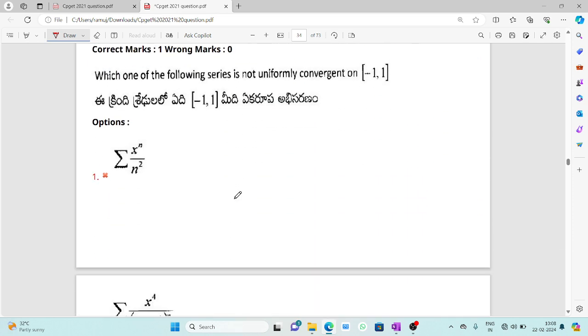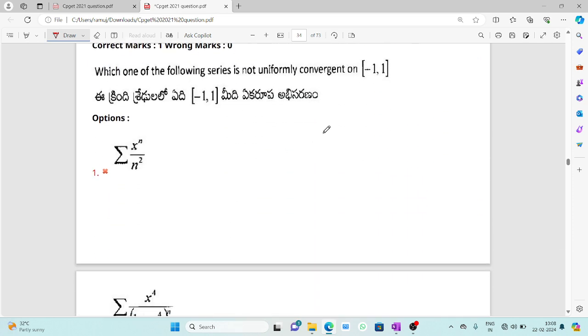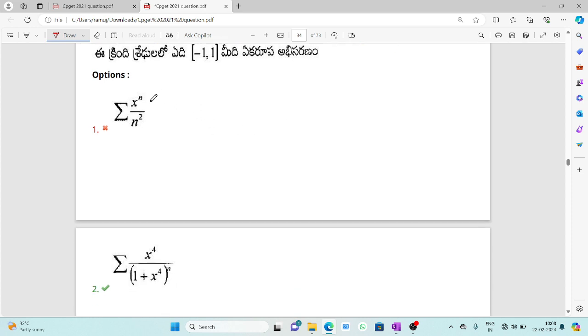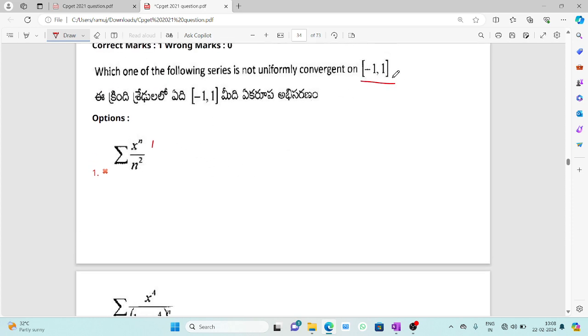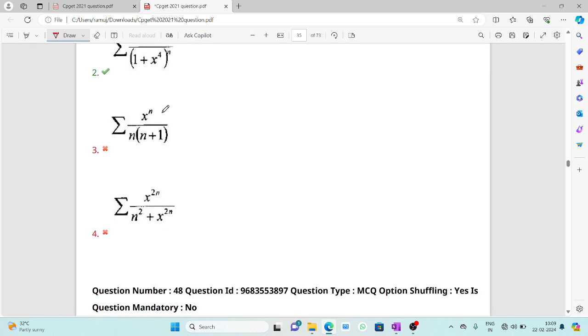Question 47: which one of the following series is not uniformly convergent on the interval minus 1 comma 1? If I simply consider x as 1 here, because our interval should be minus 1 to 1, I get 1 by n squared. So by the p-series test it is convergent. He is saying that the series is not uniformly convergent.